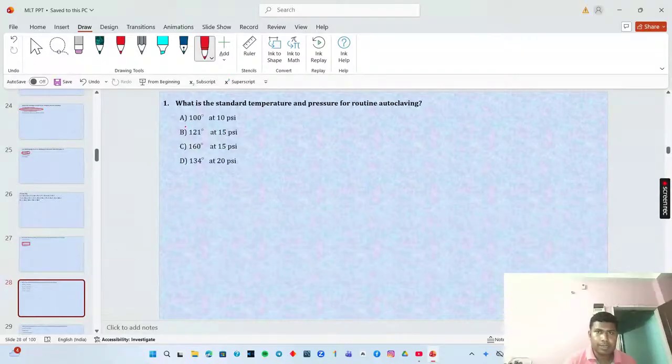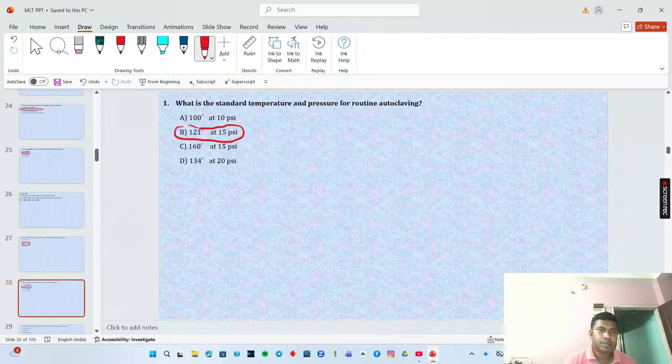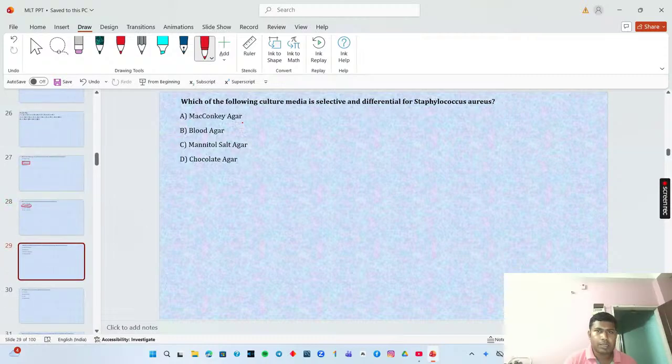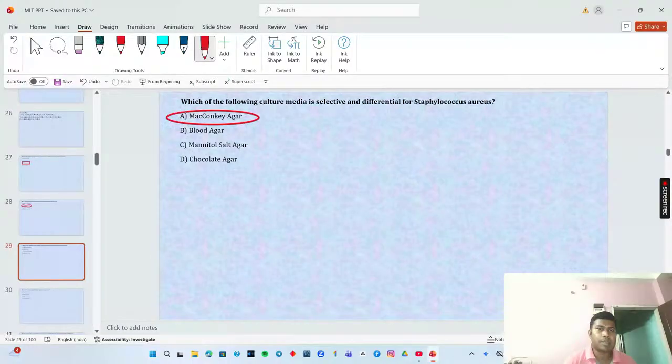Now, what is the standard temperature and pressure for routine autoclaving? It is 121 degrees centigrade at 15 psi pressure. Which of the following culture media is selective and differential for Staphylococcus aureus? It is MacConkey agar because it helps us to differentiate between lactose fermenting bacteria and non-lactose fermenting bacteria.